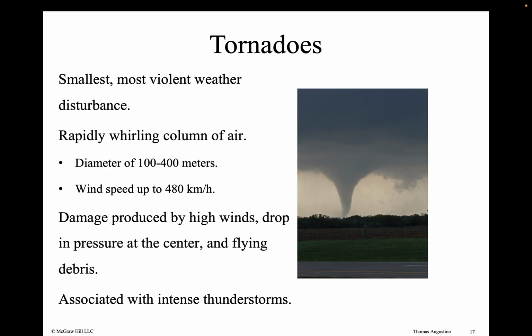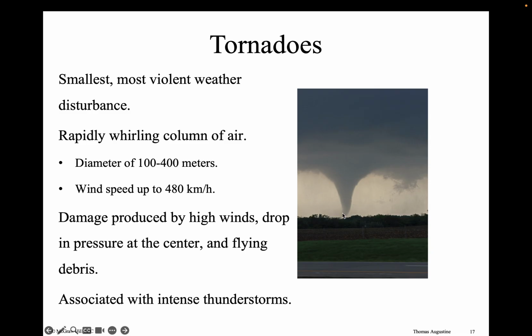Then we have the tornadoes. The tornadoes can be classified as the smallest but very violent weather disturbance, okay? They occur when there are intense thunderstorms, and they are usually categorized as a rapidly moving spiral whirling column of air, okay? So it's a long and narrow funnel shape like that that these tornadoes have.